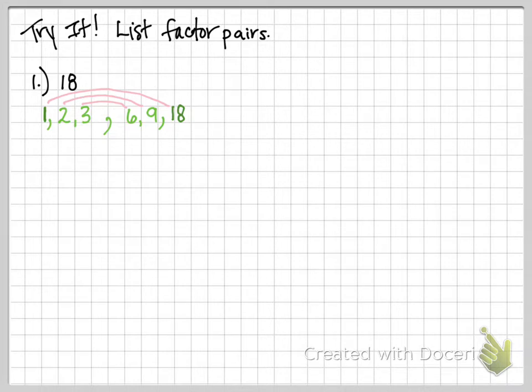Phones off, please. Try one on your own. Look at this one. Number 2, please find the factor pairs of 24. Try using this method. You don't need to draw the rainbow unless it helps you.